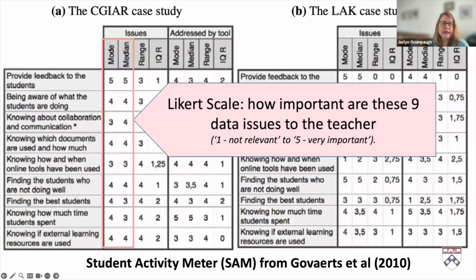Teachers say that they would really like information. This is a Likert scale from the Student Activity Meter from an article in 2010. They really want to see information that's going to allow them to provide feedback to students. If they already have scored the test, then they already know that information. They need additional information to help with that feedback.